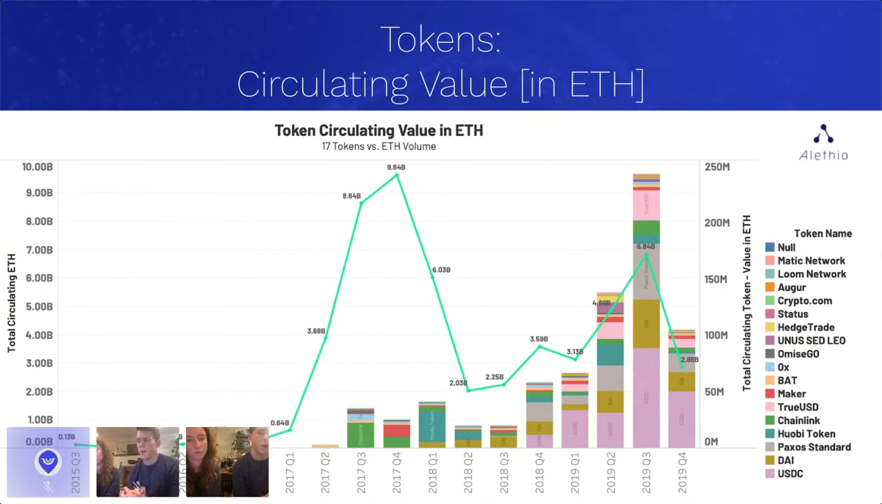This means that people have more options, that network activity isn't just contained to a few protocols, and that the network is steadily decentralizing, at least in terms of token usage and token diversity.